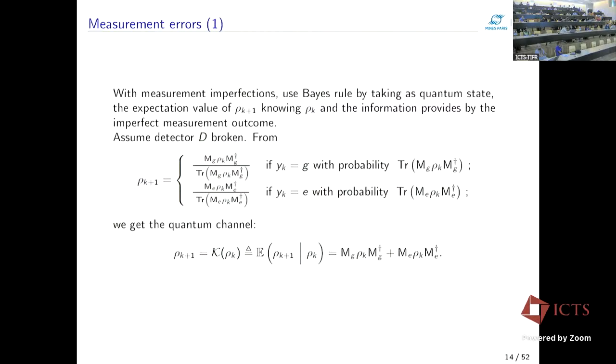So the only thing that you can do is to compute the expectation value of rho k plus 1 knowing rho k. And in this case, what you obtain, what is called in quantum information, is a quantum channel. So you see the relation between measurement, quantum channel, and so on. But assume that your detector is not completely broken. Assume that you have some detection errors, which is typically what's going on in the experiment. 10% of the time, the detector tells you G, but the true collapse was in E. You have some information. So what is the update in this case?